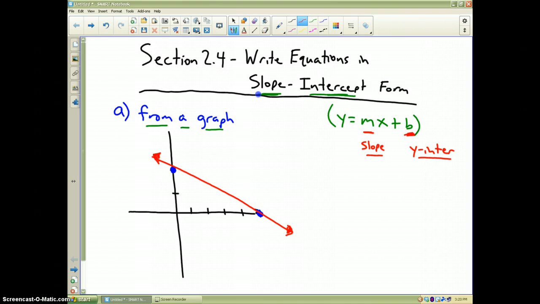Well, the y-intercept is easy. It's the place where the graph crosses the y-axis. In this case, the y-intercept value is 2. So my equation becomes y equals mx, and it's positive 2, which is my y-intercept. The last part is to find the slope.